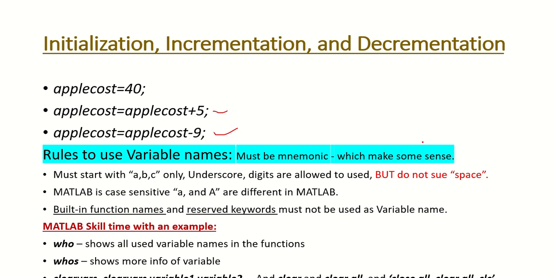And see, this blue color is a very important thing. Rules to use variable names. There are certain rules in MATLAB to define variable names. I will show some right examples and wrong examples. Always the variable name should be mnemonic. Mnemonic means it makes some sense of what you are writing, what value we are defining in the problem.